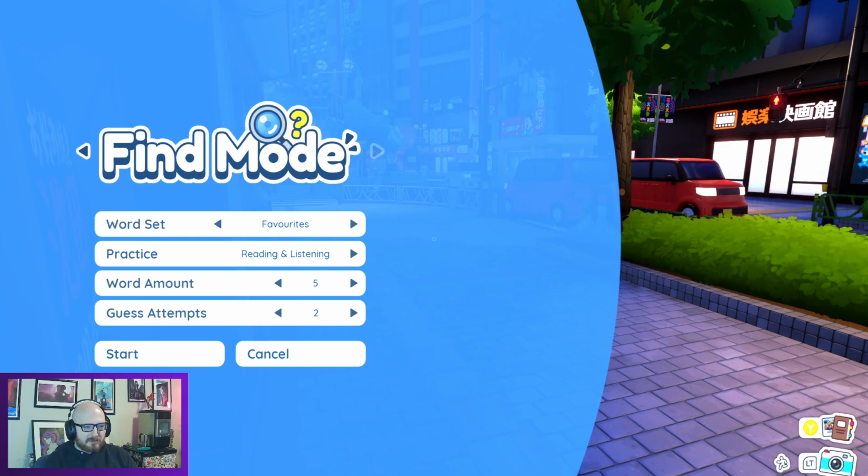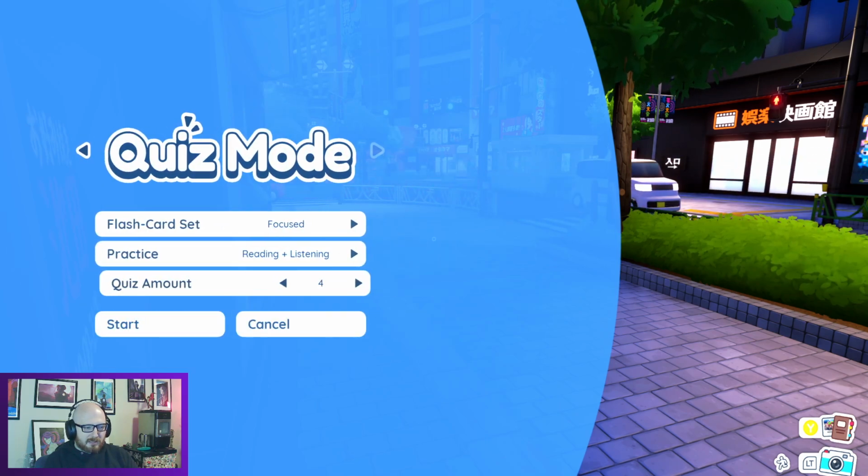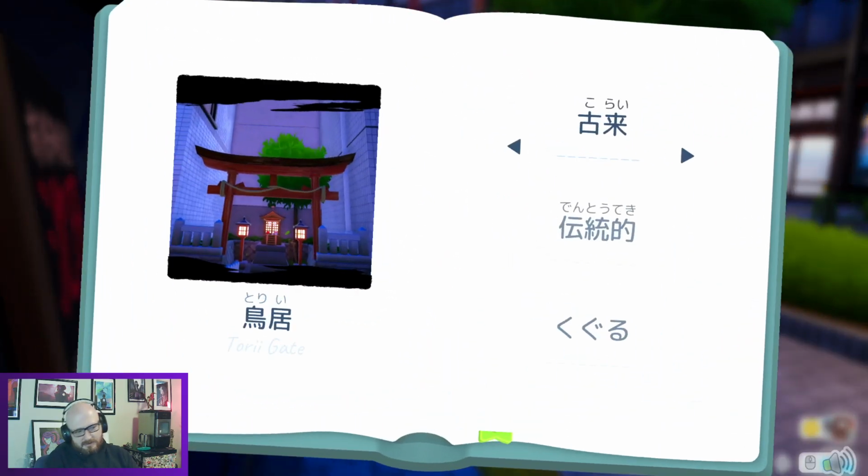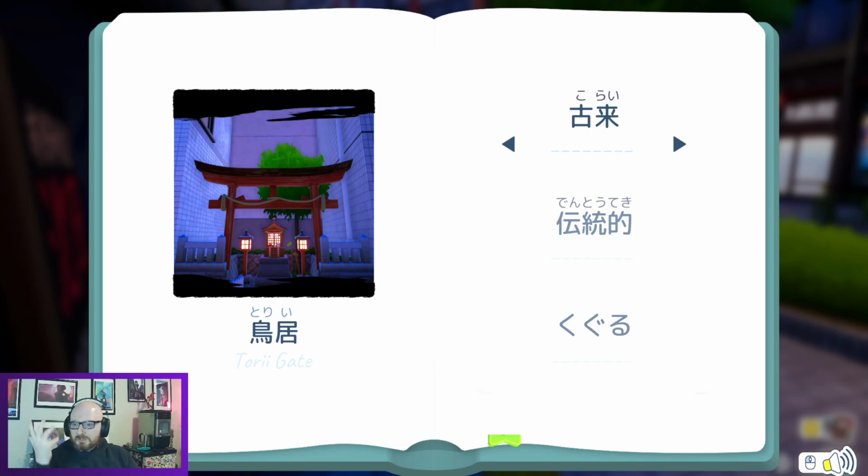Let's hop into quiz mode here. We'll set this to 10. So in quiz mode, it takes all those words that we just did, that you've taken pictures of, turns them into flashcards, and then gives you 3 things that are related to whatever the flashcard is. So this is Tori Gate right here. Tori is bird. Tori is that gate. So let's go ahead and listen to these.